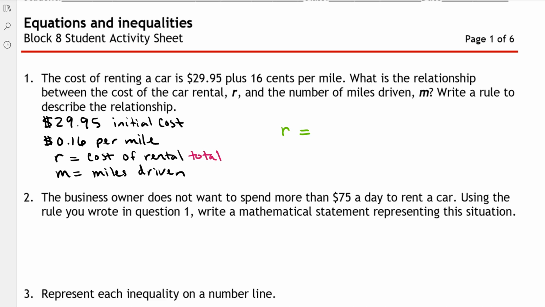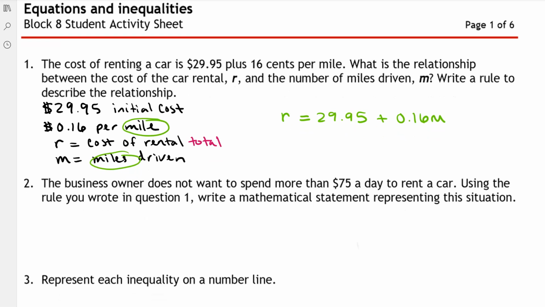So R equals, let's see, got to do the $29.95 plus the 16 cents. And then the 16 cents, here's miles, and here's miles. So those are going to go together. So I'm going to do it like that. And that's it. Because if I drove 20 miles, that'd be 20 times 16 cents. Plus the $29.95 would tell me how much I have to pay the rental car company. Okay, so we're going to move on.